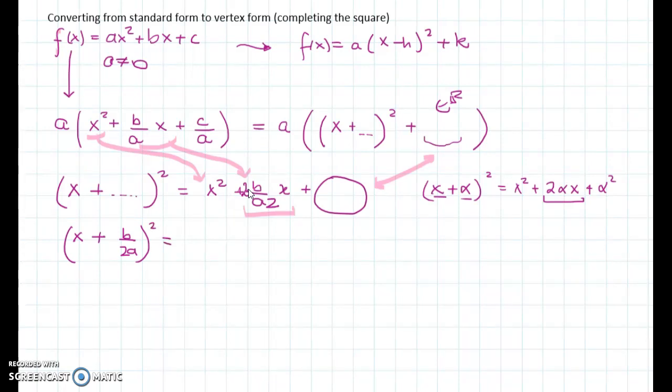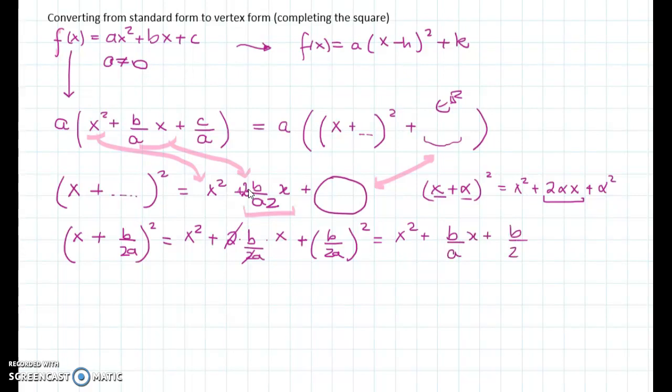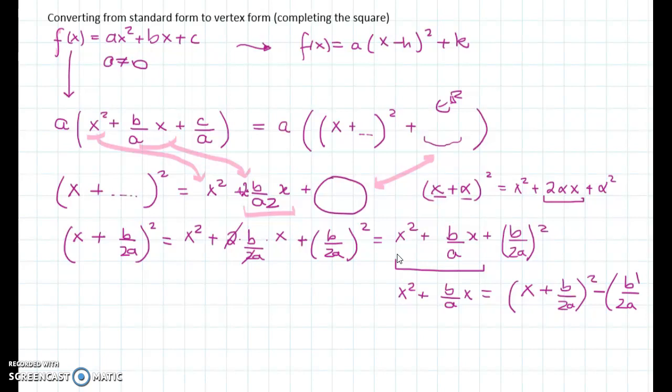Let's check that this works. If we do this, we're going to get x squared plus 2 times the product of the terms of the binomial, so b over 2a times x, plus b over 2a, all of that squared. So the 2 cancels, and we got what we want. This is equal to x squared plus b divided by a x plus b divided by 2a, all of that squared. That means that we can isolate this part, x squared plus b over a x. This is equal to, on the other side, the perfect square we wanted, x plus b over 2a, all of that squared, and then I need to subtract the b over 2a squared that is coming from here.